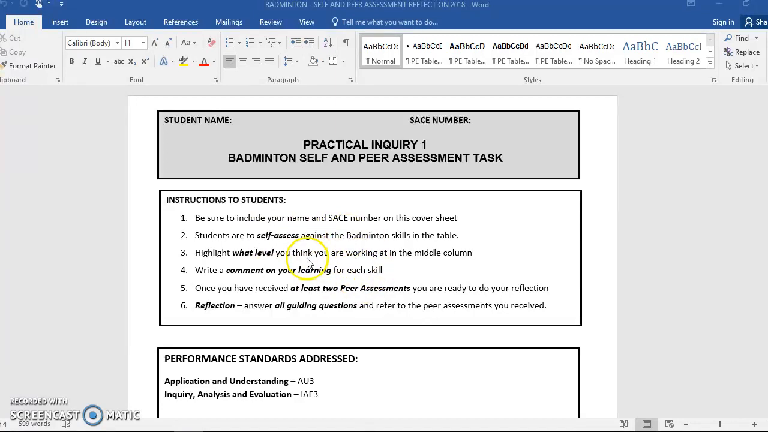Make sure you highlight what level you think you're at, write a comment on your learning. Make sure that you include your 2 peer assessments that you receive from people in that particular lesson, because you're going to need to staple that to the assignment sheet, and answer all of the guiding questions. They're there to help you.